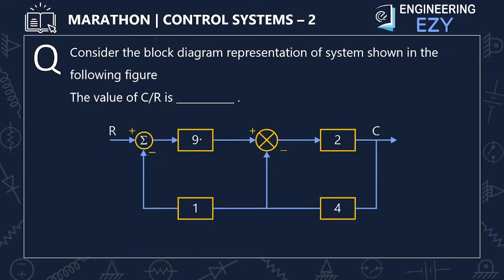So first question. Consider the block diagram representation of the system shown in the following figure. In the given figure, we have to calculate the value of C by R, meaning the transfer function. What is the value of C by R? We have to calculate.